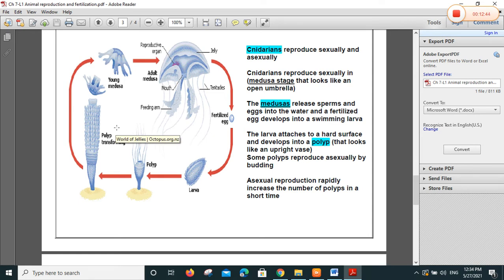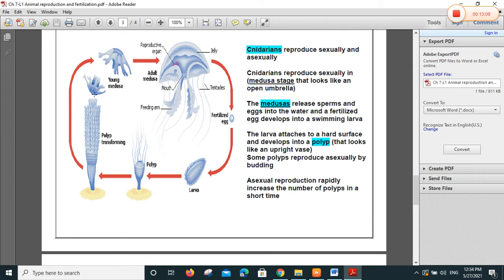Yes, so when it copies itself, this is asexual reproduction through a way called budding. But when the polyp develops, it can form the medusa. The medusa carries the cells, male or female, and they can undergo sexual reproduction.